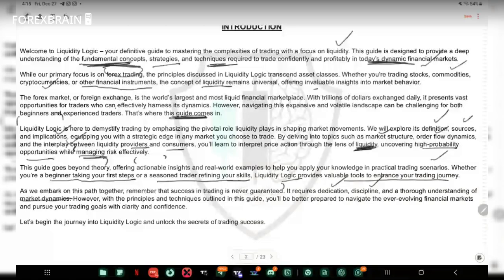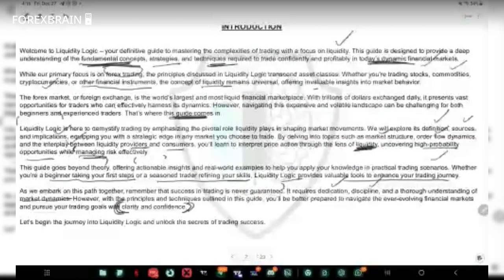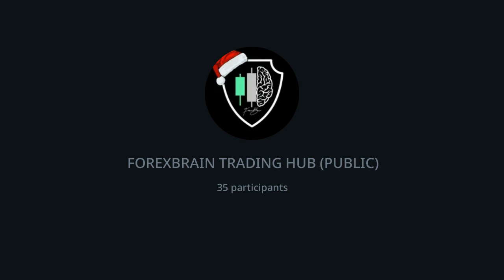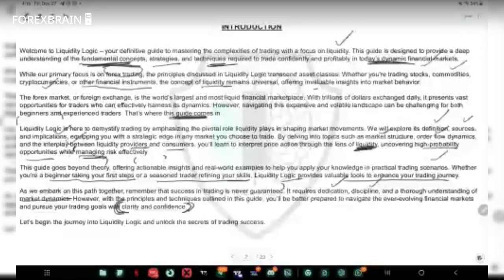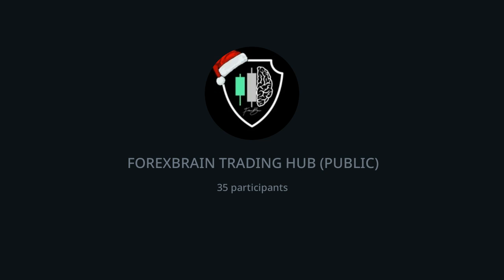See this word, I emphasize on it. With clarity and what? Confidence. So let's begin the journey into liquidity logic and unlock the secret to what? Trading success. So I hope from what I have said, it has helped shape some of our minds here.